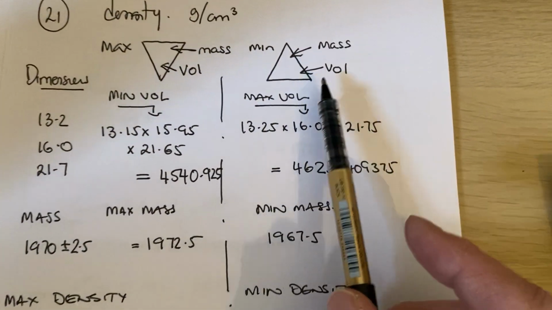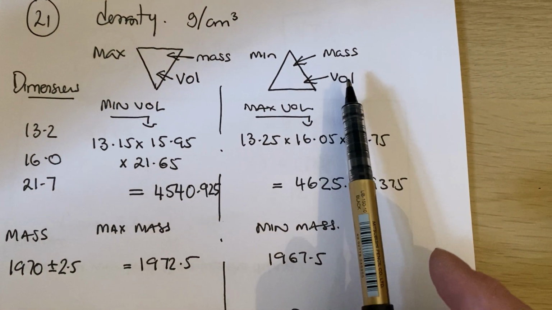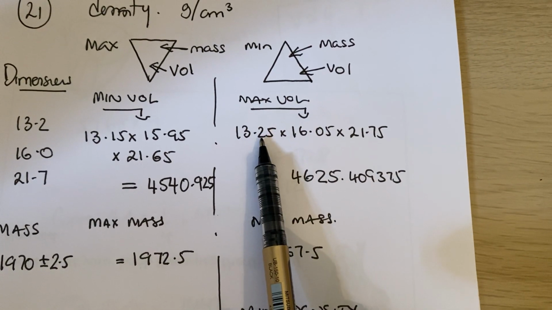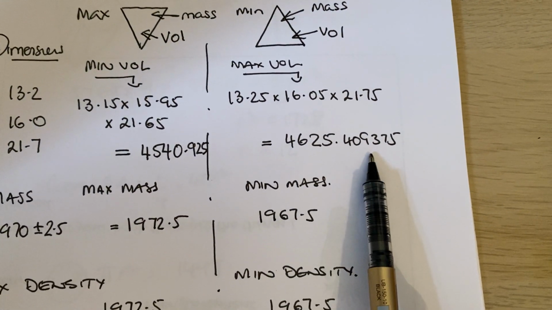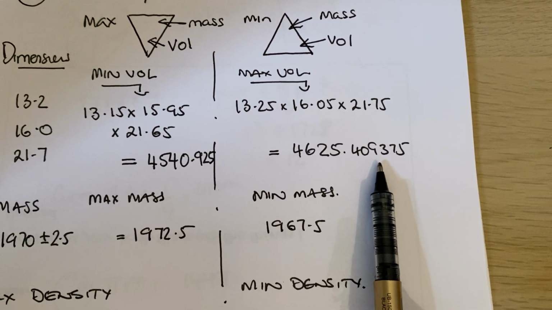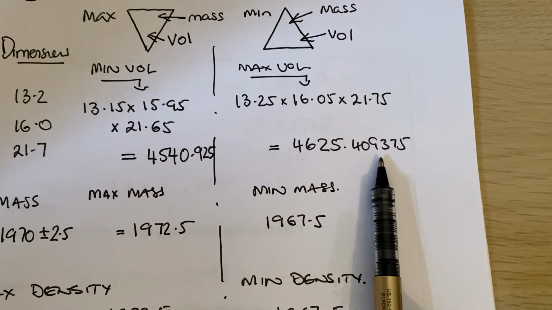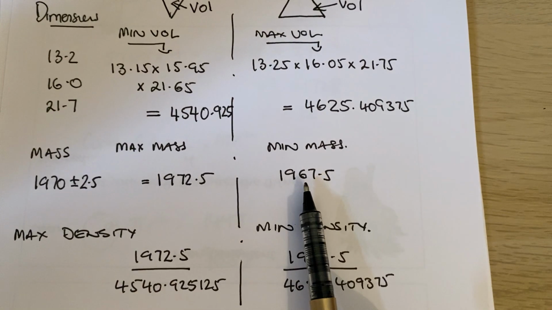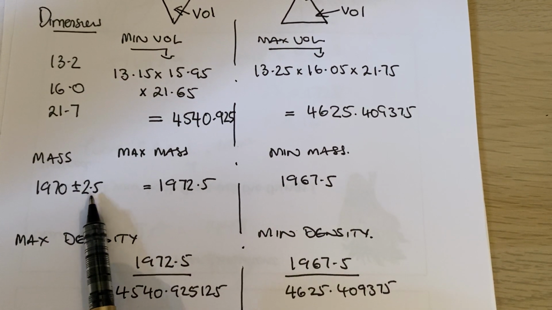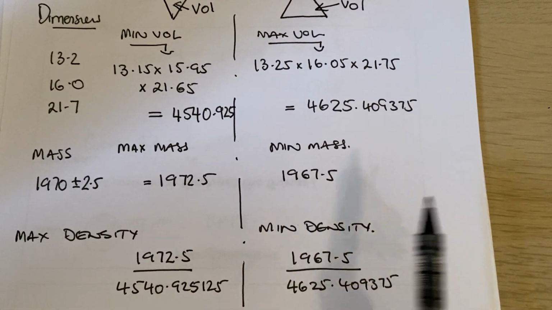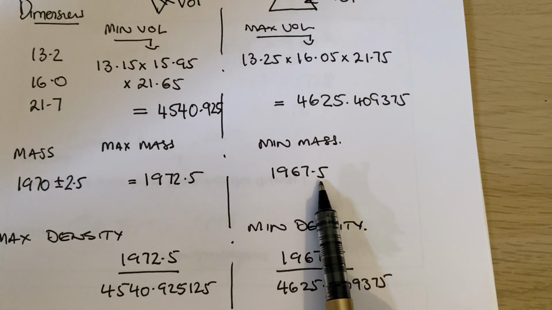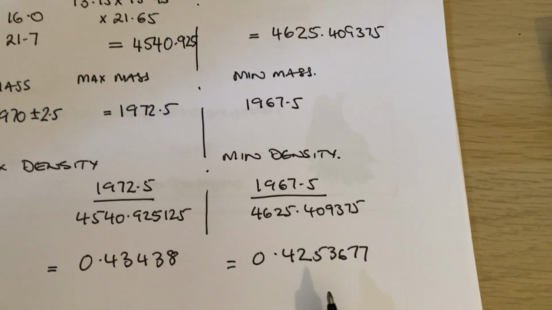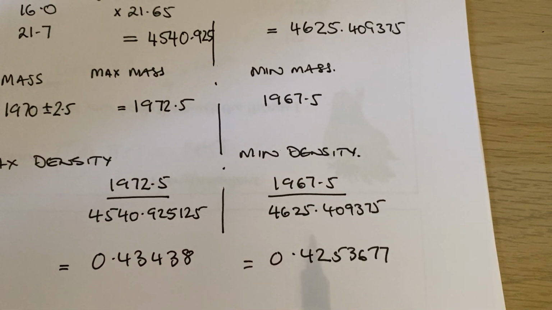Now I do the same for the minimum, but this time I'm going to use the maximum volume. So in this one, instead of going 0.15, it's now 0.25. Do all of that and you get the maximum volume they could possibly be. Divide, and then we've got the minimum mass. Again, remember it's plus or minus 2.5 because they say the bounds is every 5 grams. So that's minimum mass. Minimum mass divided by maximum volume is that density.